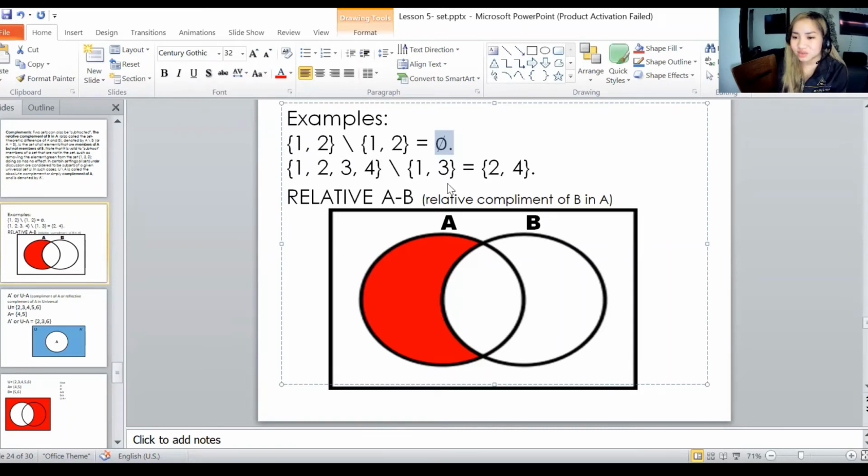And then yung 3 meron po dito sa second set. So, hindi siya kasama sa final answer. Itong 4 is meron po siya sa unang set pero wala siya dito sa second set. So again, ang magiging final answer natin is yung mga elements na meron dito na wala sa second given. So, yung final answer natin is 2 tsaka 4. For the relative A and B, ang basa po dyan is relative complement of B in A.